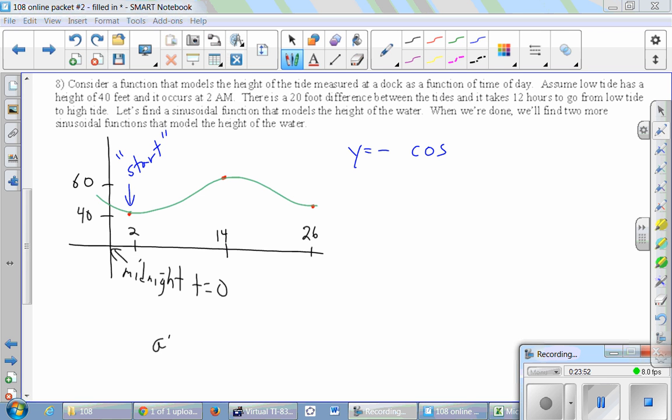So we know the amplitude is how far it is from the middle, so maybe midline is better to calculate first. So the midline is halfway between 60 and 40, which is 50, which means the amplitude is how far it is from 50 to either 40 or 60, which is 10.